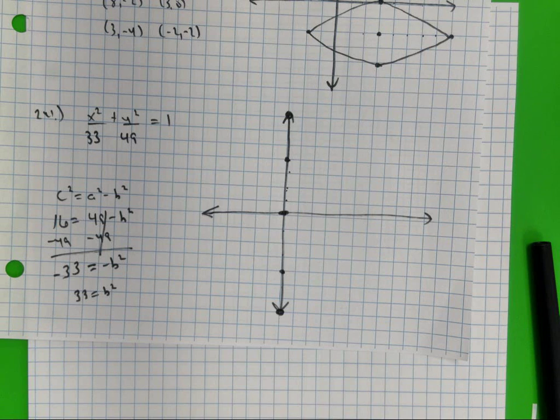c is 4, so I square it. 16 equals 49 minus b squared. I get negative 33 equals negative b squared. 33 equals b squared. Okay, this is the b squared value. That's why I put 33 there. That's the reason I didn't take the square root, because if I took the square root of 33, that would be the b value. I want the b squared here, and that's why I put 33 there. Does that make sense?